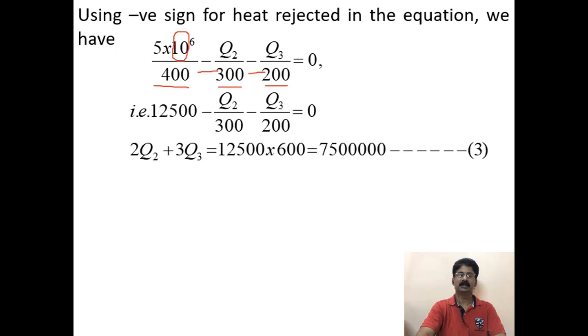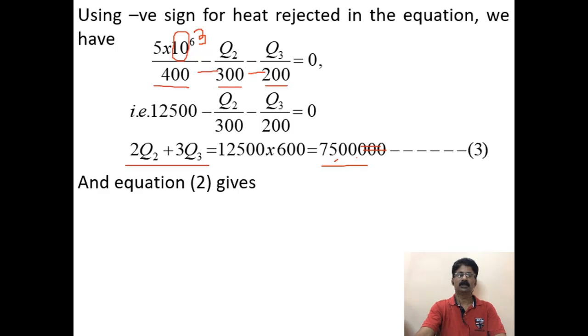Now if you simplify this equation, you will get 2Q2 plus 3Q3 is equal to 75 lakhs. If you substitute in joules, you will get so much. Suppose you substitute in 10 to the power 3 here, then you will get a smaller number, around 7500 kilojoules. That is your choice: either you can substitute in 10 to the power 6 or 10 to the power 3. But I prefer to use the same unit throughout. That is my suggestion. And now equation 2, what is that?